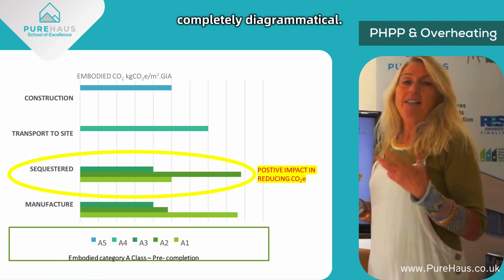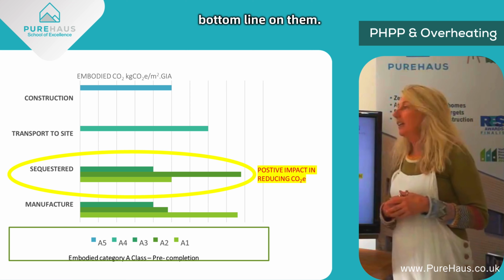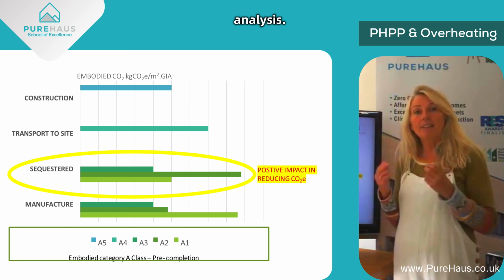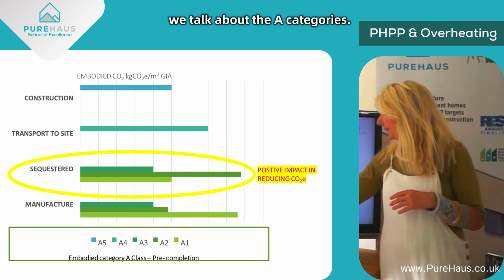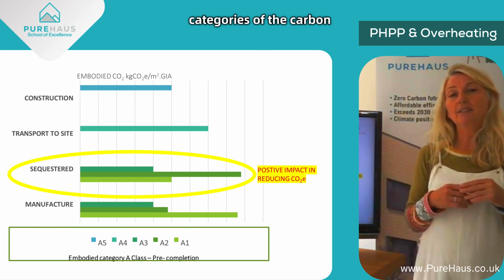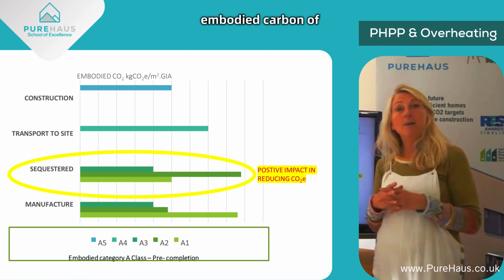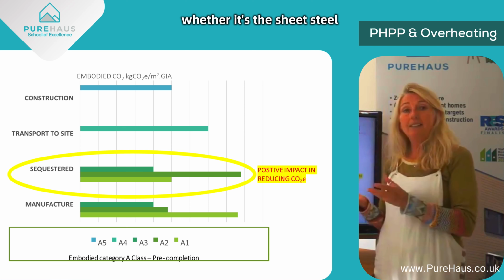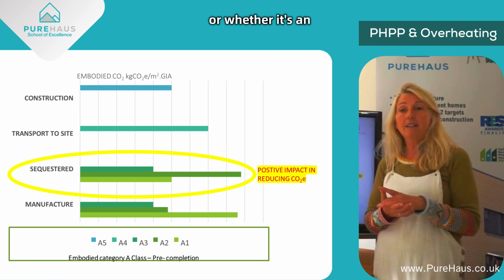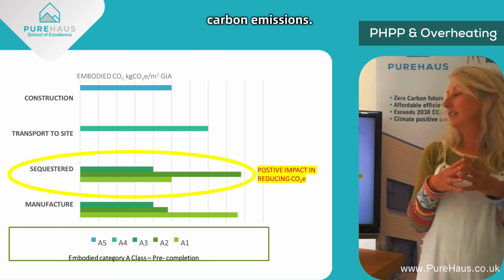These graphs are completely diagrammatical. They have no value whatsoever, hence not having a bottom line on them. But the idea was just to demonstrate the categories that are in the carbon analysis. And in this case, we talk about the A categories. These are the embodied categories of the carbon footprint, and they revolve around the manufacturing embodied carbon of any particular product, whether it's the sheet steel that you put on the roof, whether it's the windows and the brass, or whether it's an appliance within the building, the manufactured carbon emissions.